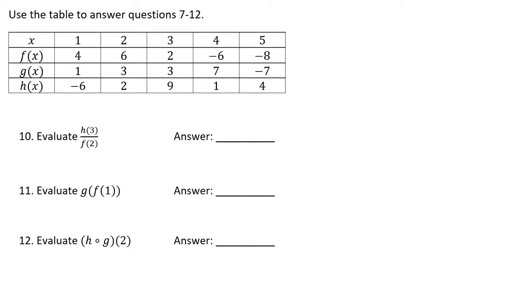All right, continuing, just doing some different type of operations. H of 3, so we go where x is 3. We're going to go to the h function. That's going to be a 9, so on top of the fraction, we have a 9. F of 2, that means x is 2, but we're going to the f function, so we're getting a 6. We have 9 over 6. That can be reduced by 3. So we'll have 3 over 2. So 3 over 2 is our answer.